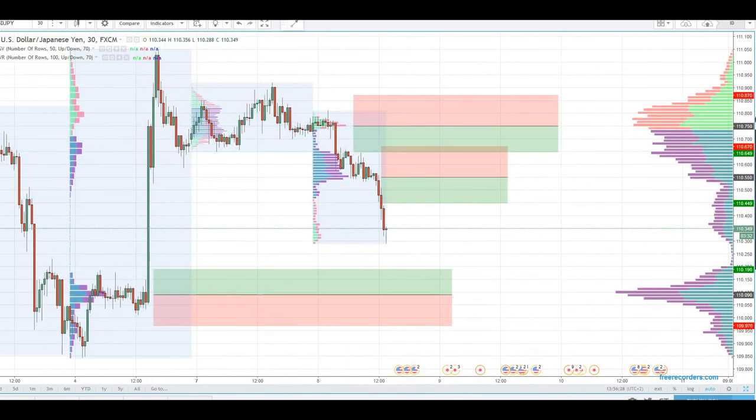Let's have a look at the US dollar Japanese yen. I think that there are some pretty nice trading opportunities on this pair. Even though we are in the middle of summer with low volatility, the Japanese yen is a bit volatile right now. It's good news, definitely. The first level is a long level at 110.09.